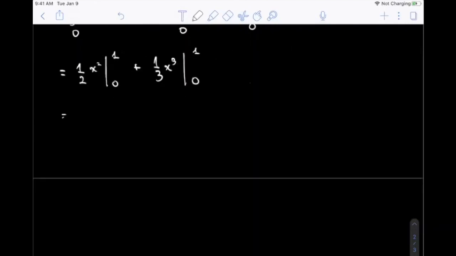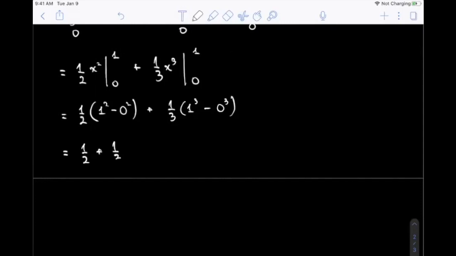So 1/2 is the constant multiple, just leave it like that. And you evaluate x squared at 1 and at 0, so you have 1 squared minus 0 squared, plus 1/3 times 1 to the third power minus 0 to the third power. And therefore, you get 1/2 plus 1/3. This comes down to 5 over 6 for the answer.